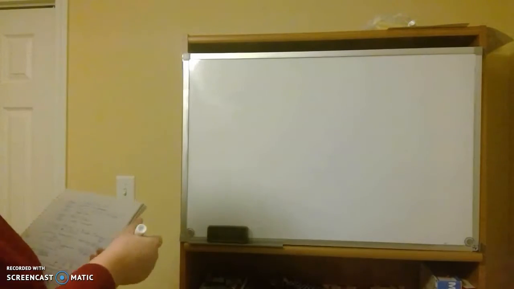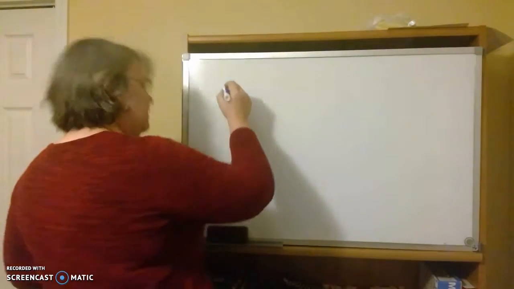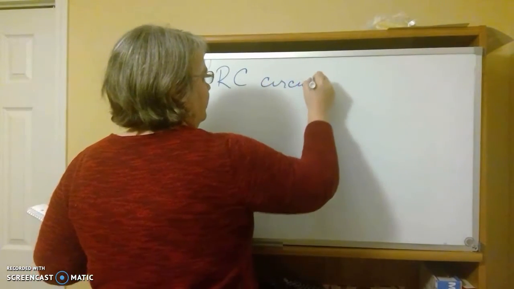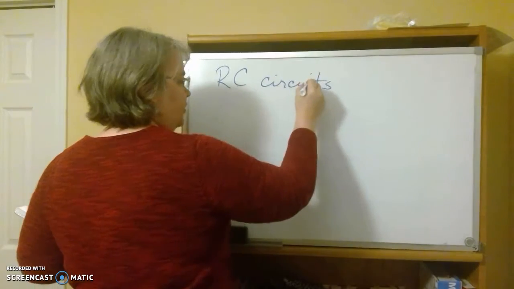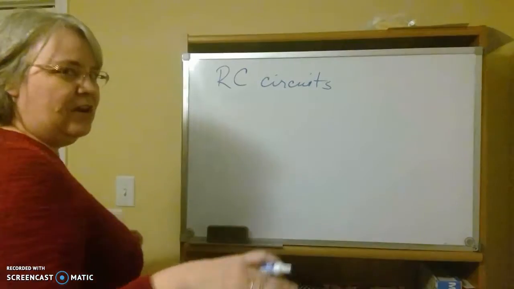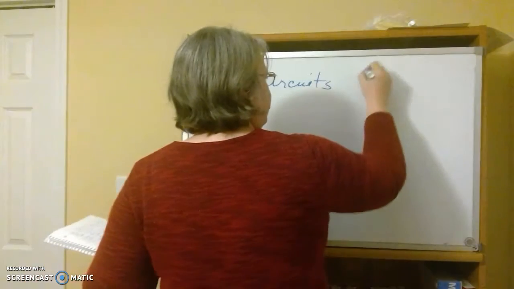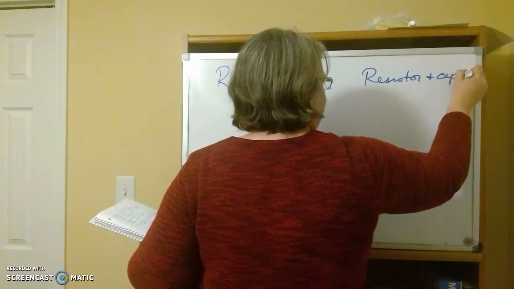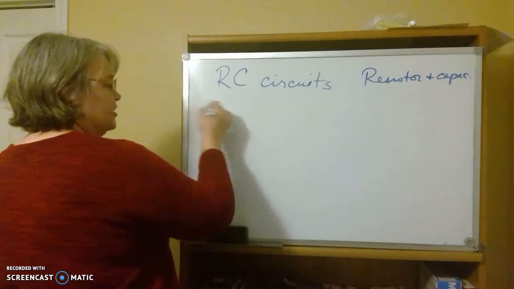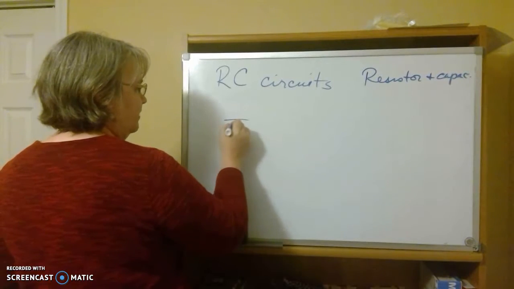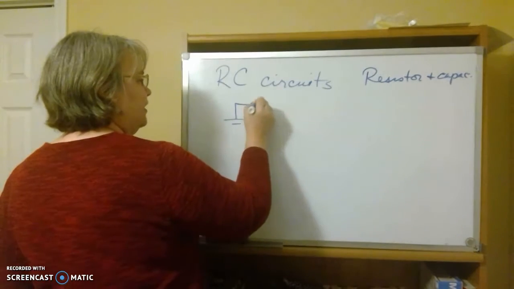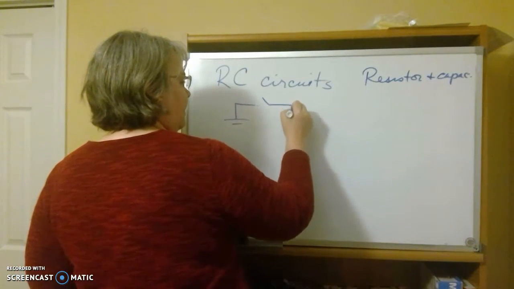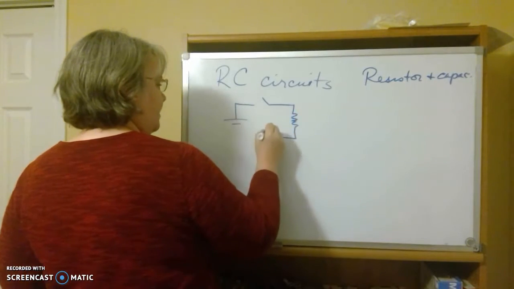Good. So the last topic in the chapter is RC circuits. And I'm not talking about radio controlled, right? We're not talking about drones and cars. We're talking about resistor and capacitor circuits. So at the very basic level, we're talking about a circuit with a switch and a resistor and a capacitor.